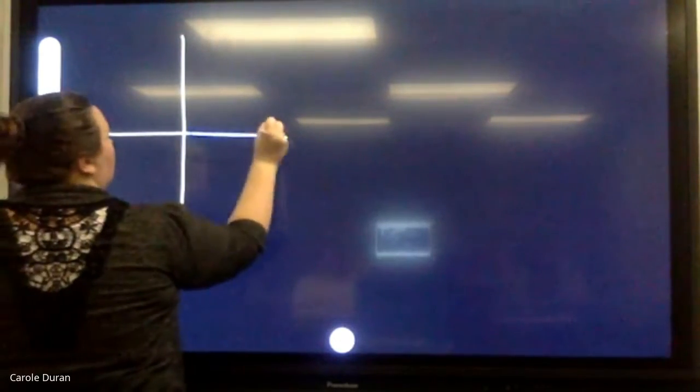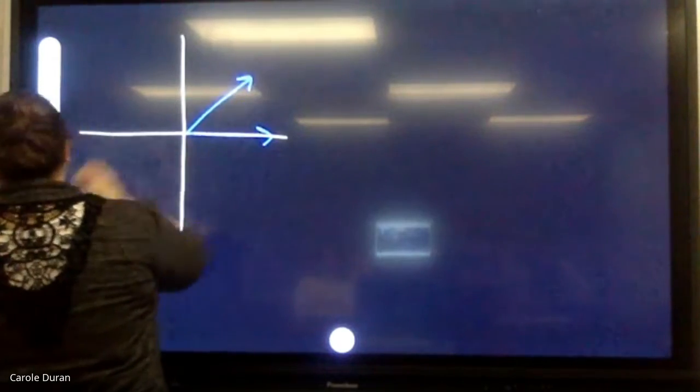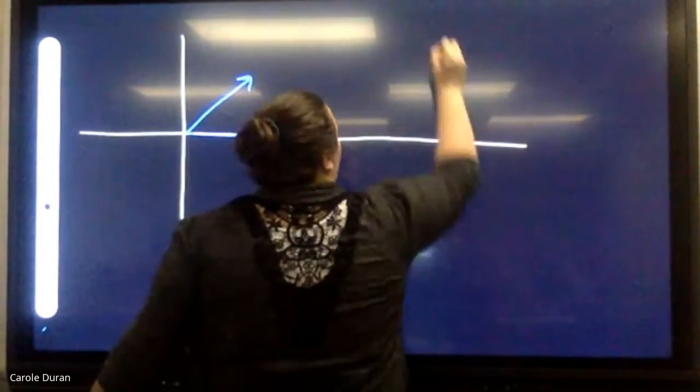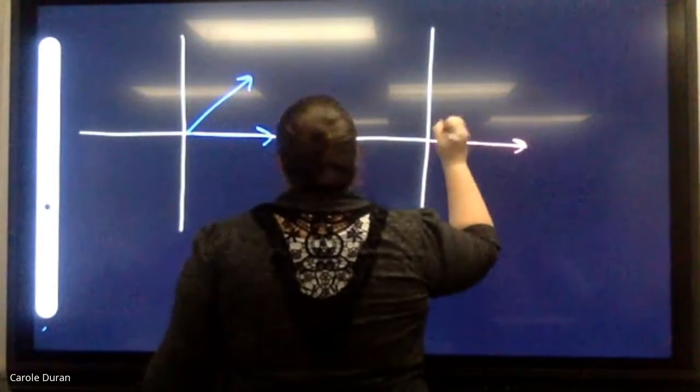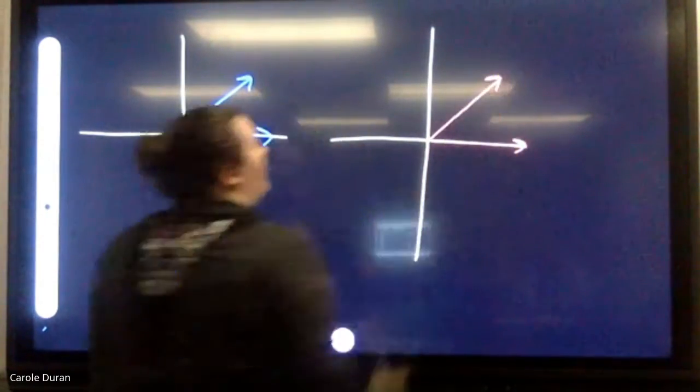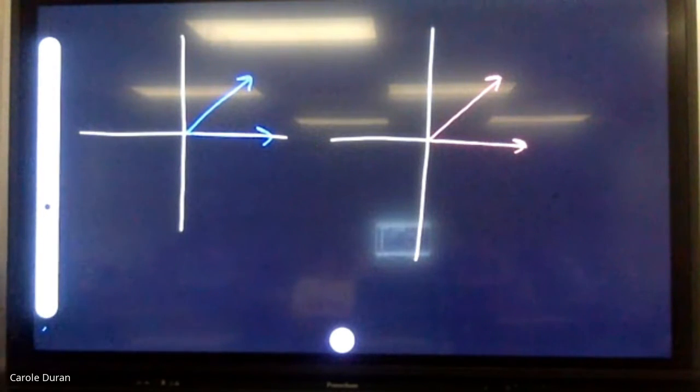Okay, so on our circle, we talked about something called coterminal angles. These are angles that have the same fixed side and the same terminal side, but have different angle measures. So essentially, it means that I have two angles that both look exactly the same, but have different angle measures. So I have to ask myself, how is that possible?